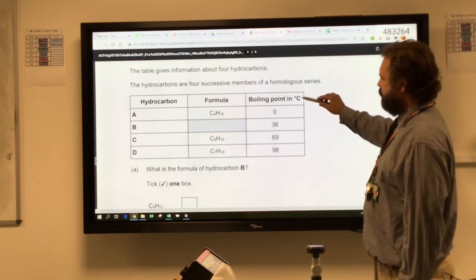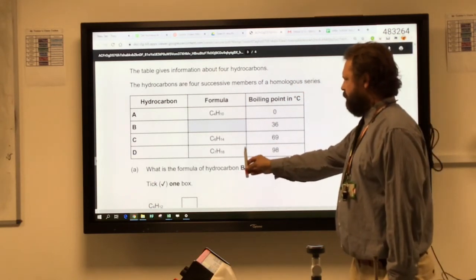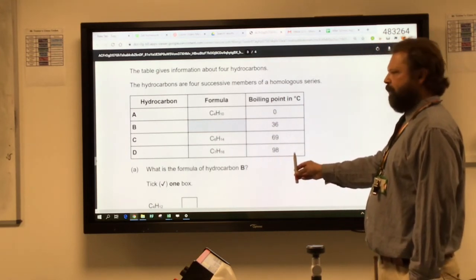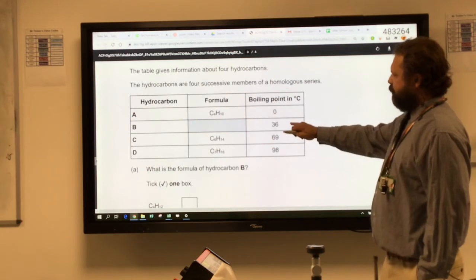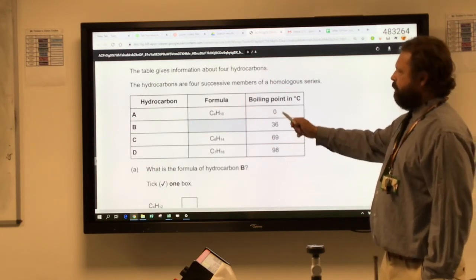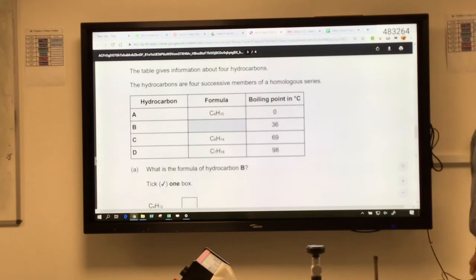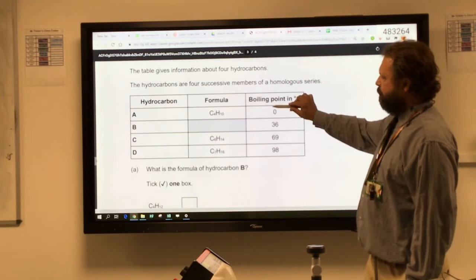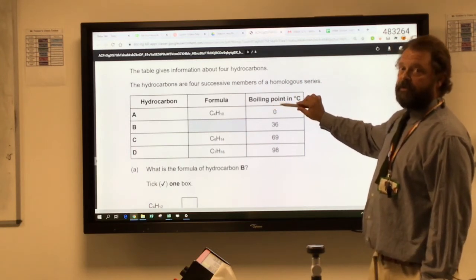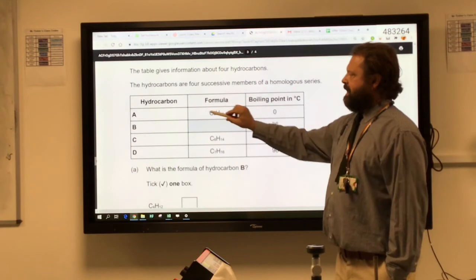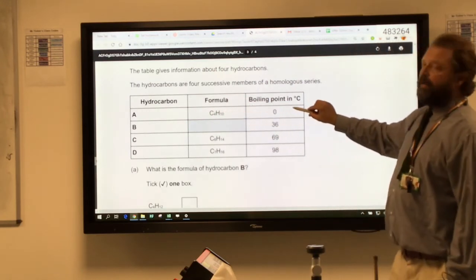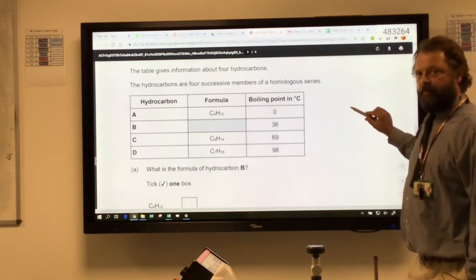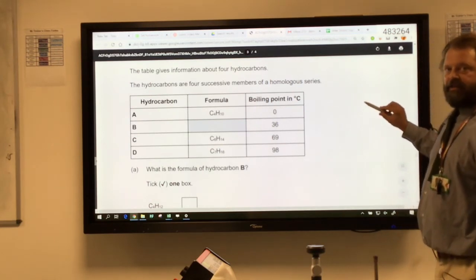So at 25, imagine a number line. If we're coming along at 0, this one is boiling, boiling, boiling, boiling, boiling. At 25, none of these have boiled. So hydrocarbon A is the only one that would be a gas at 25 degrees C, because it's the only one with a boiling point which is lower than room temperature. Hydrocarbon A is the smallest, it's got the lowest boiling point, and it would also be the most flammable, the most volatile, and the least viscous.